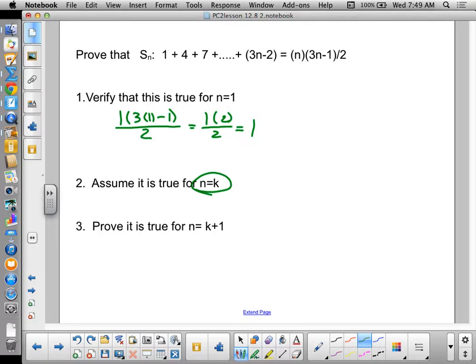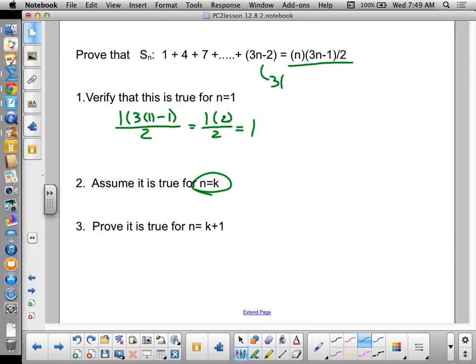So the way we do this is we say, okay, what happens if this is my sum for n terms, or for k terms, what would my sum be for k plus 1 terms? Well, the next term in the sequence, 3n minus 2, would be 3k plus 1, because we're adding 3 each time, right? If my rule is to add 3 each time, the next term would be 3k plus 1.